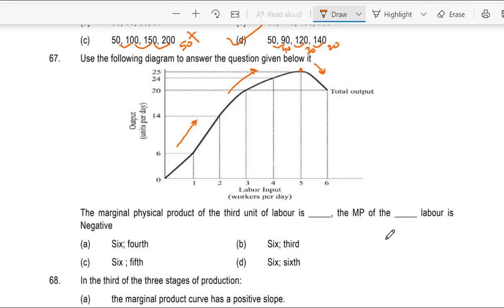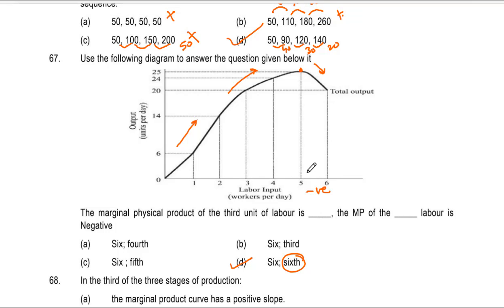The marginal product of the third unit of labor is dash, and the MP of the dash labor is negative. The options are A: 6, 4; B: 6, 3, 6, 5; C and D: 6, 6. Students, you can see over here, when the total product is falling, the marginal product will become negative. So the answer is 6 over here. So it is D. 67 D.